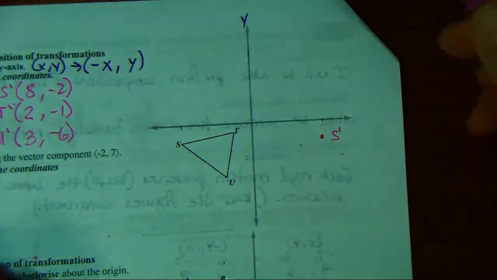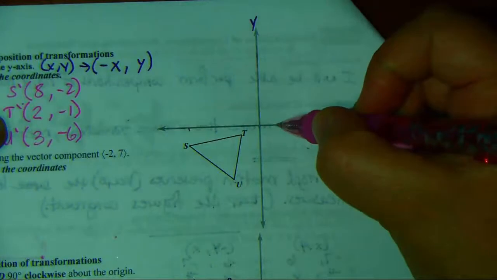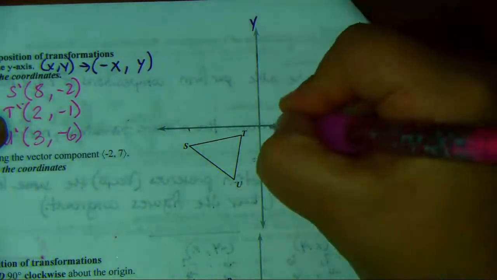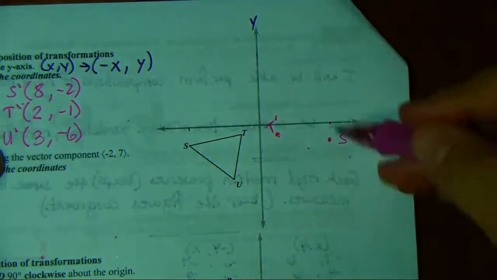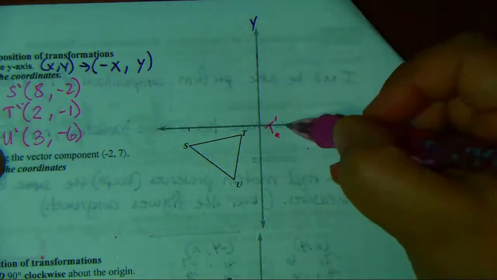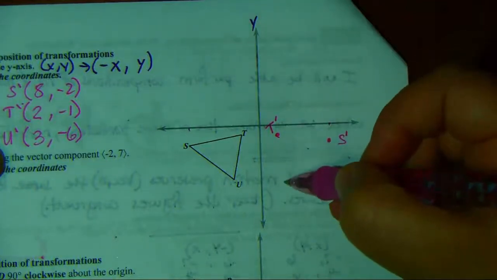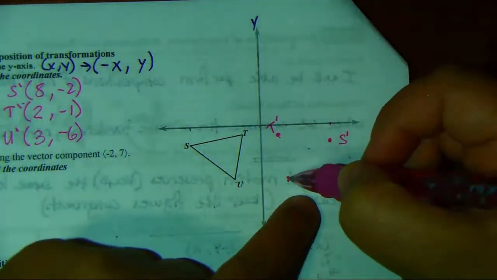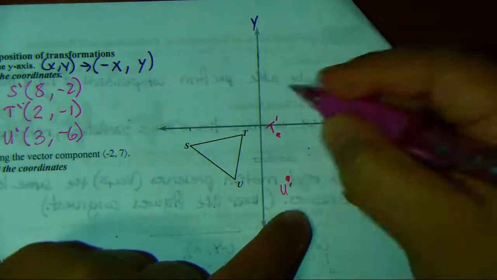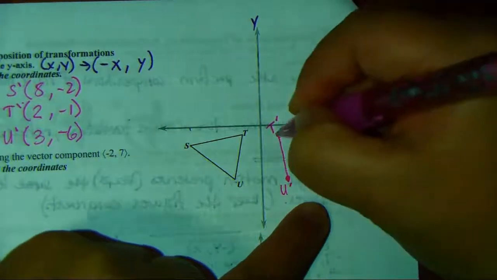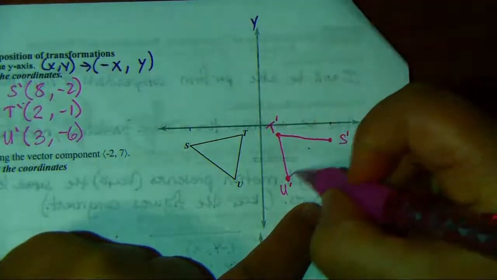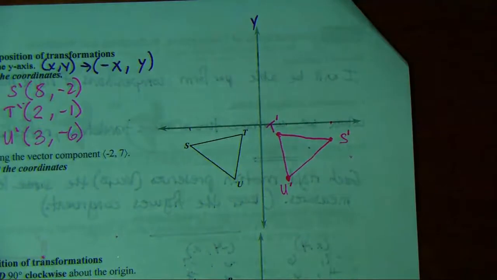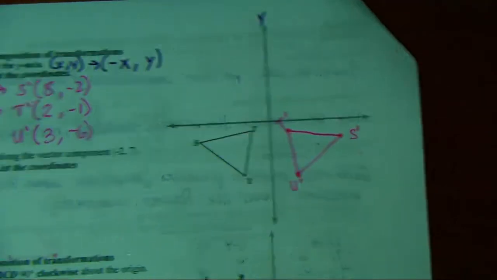This will be S prime. T will be at 2 and -1. This is going to be T prime. And U will be at 3 and -6. Is that the right line? There we go. U prime. Okay. There is my reflection across the y-axis.